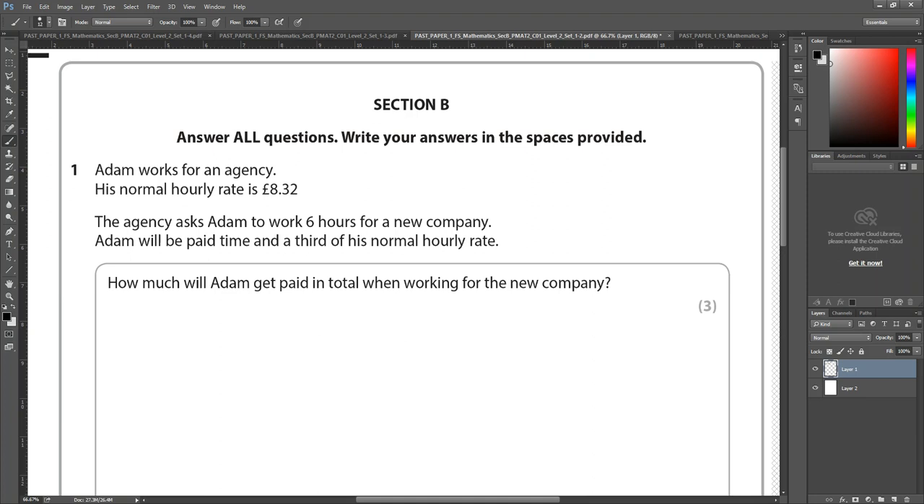So you need to know what this means, time and a third. So it's the same as his normal hourly rate, but a third extra. Yeah, so it's like overtime pay, isn't it? So we need to work out 6 hours plus a third on top of that as well. So you could work out a third first. So you could do 1/3 of £8.32, which is the same as 8.32 divided by 3.